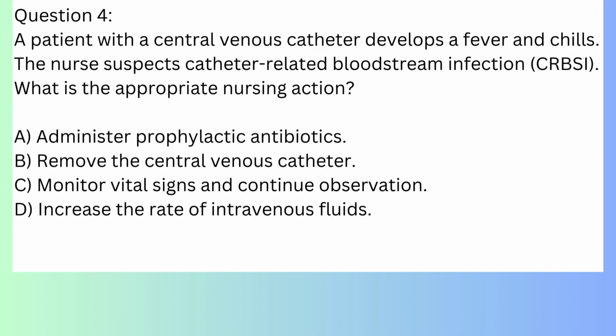Question 4. A patient with a central venous catheter develops a fever and chills. The nurse suspects catheter-related bloodstream infection, CRBSI. What is the appropriate nursing action? A. Administer prophylactic antibiotics. B. Remove the central venous catheter. C. Monitor vital signs and continue observation. D. Increase the rate of intravenous fluids.